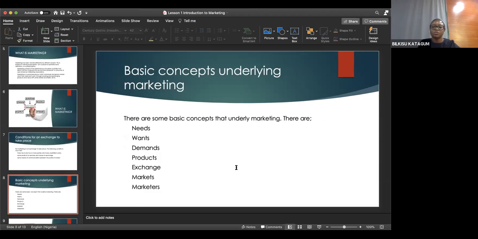Now, the next thing we're going to do is the basic concepts underlying marketing. In marketing, there are some basic concepts that run everything. You have your needs, wants, demands, products, exchange, markets, and marketers. Now, needs are human needs. These are usually states of felt deprivation. The basic needs that we require in life are food, shelter, and water.